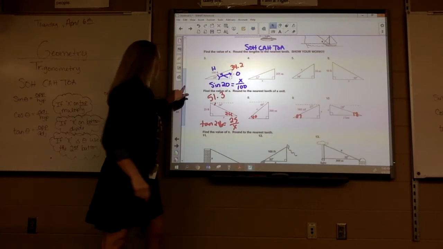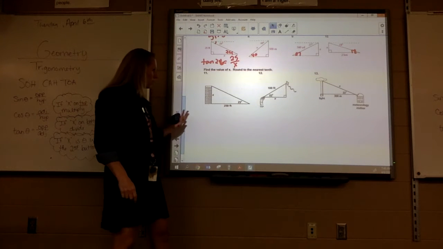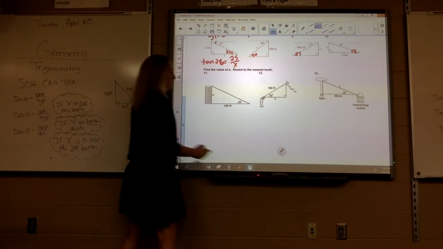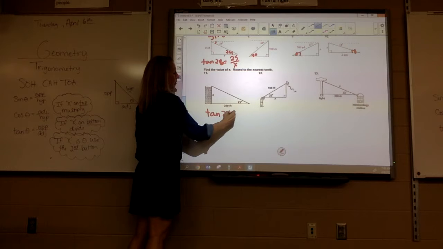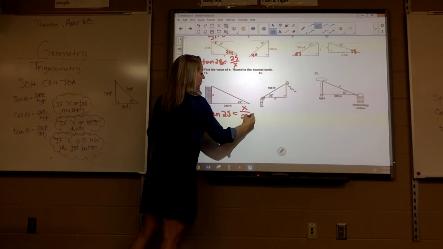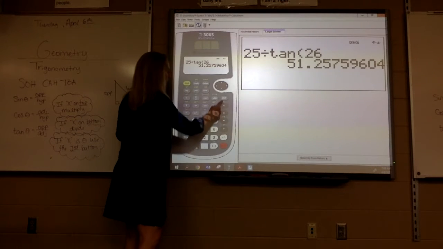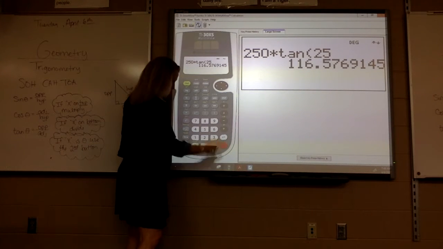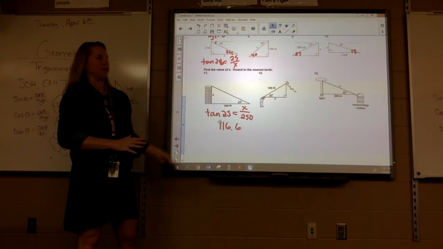And then I feel like these few right here have pictures because it's going to lead us into our word problems, but it's still all the same. There's no hypotenuse on this one. So how would you set up number 11? Which function would that be if there's no hypotenuse? So tan 25. Which side is your opposite side? X. X over 250. X is up high. Multiply 250 times tan 25. 116.6. Yep. Okay, so all of this part should be review.